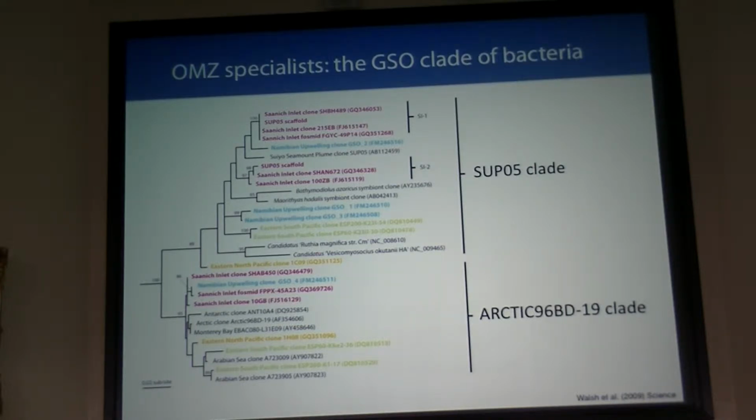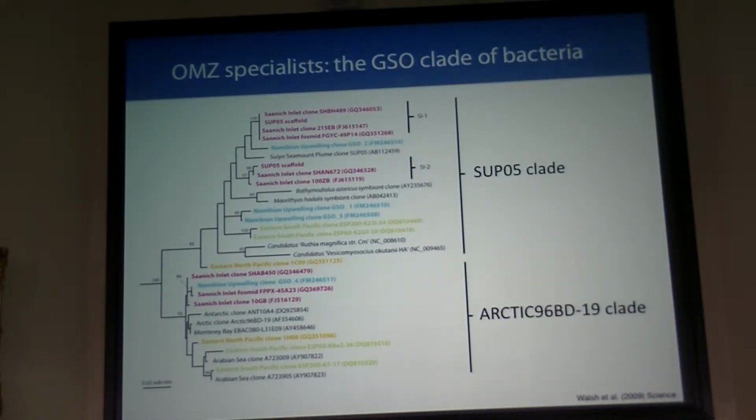Looking at the GSO clade, the sequences in here are just color-coded based on different oxygen minimum zones. And the point is, these guys are globally distributed and abundant in oxygen minimum zones worldwide. So they're an interesting target group to do metagenomics on to try to figure out what they're doing. I'll just say that this GSO clade, which is the whole group here, is actually comprised of two subclades.